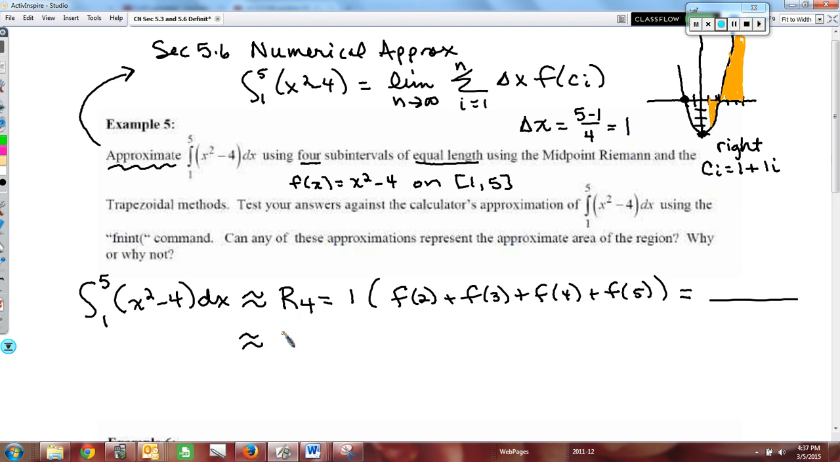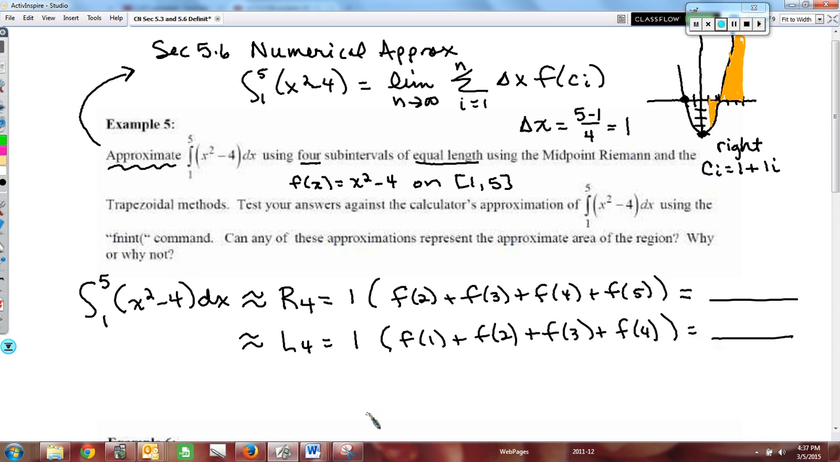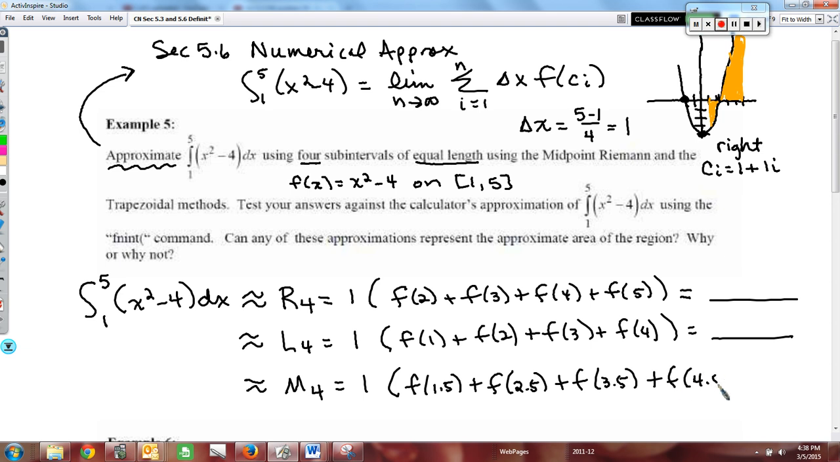If I wanted to approximate with L4, delta x is the same. Now I'm using the left endpoint, so f of 1, f of 2, f of 3, f of 4. Okay, we'll calculate it in a second. If I use the midpoint between 1 and 2, f of 1.5, f of 2.5, f of 3.5, and f of 4.5.